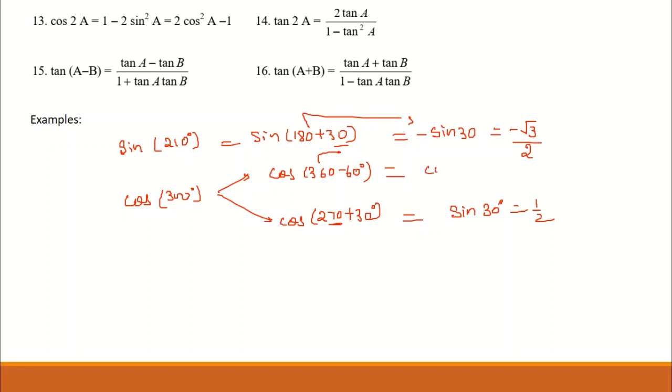And the value will be cos 60, which is in the fourth quadrant, so the value is again 1 by 2. So whichever way we do it, we will get the same values. Here we can easily find any angle of trigonometry from now onwards.